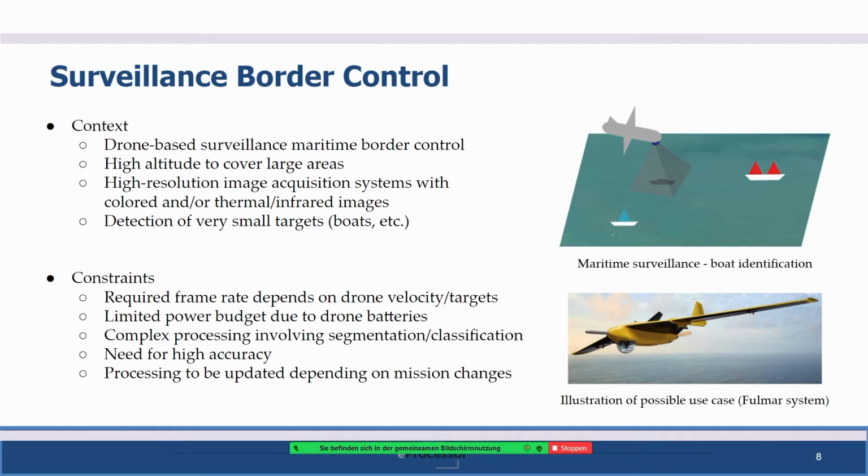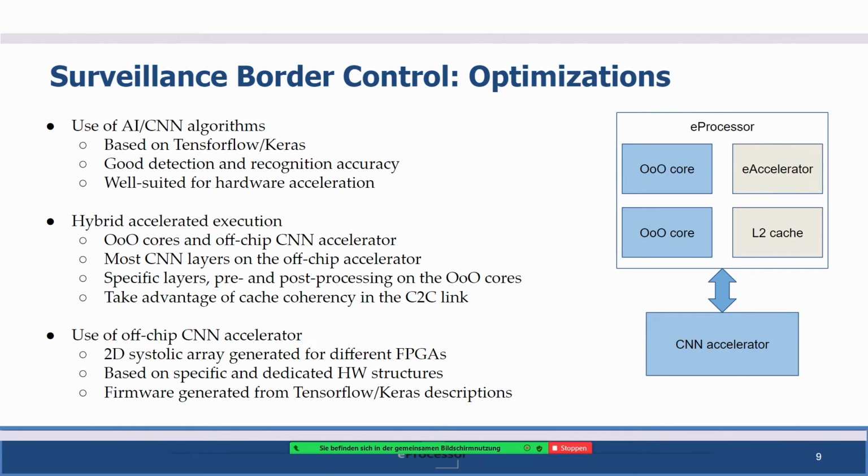So you move to the next slide. The application will use AI and CNN algorithms. They're going to be based on TensorFlow and Keras, which, as in the previous case, provides good accuracy for detection and recognition, and it's very well suited for the hardware accelerators that we have in eProcessor.